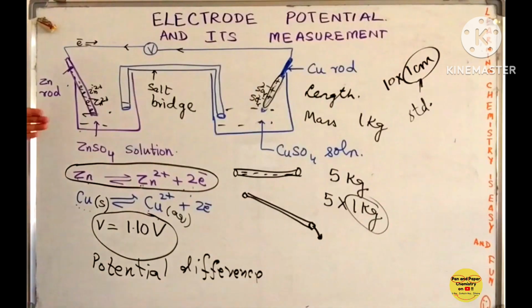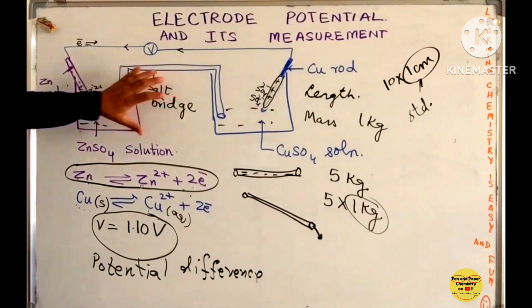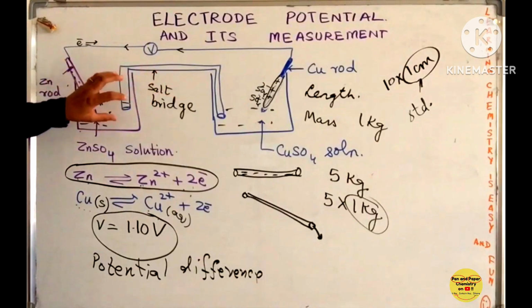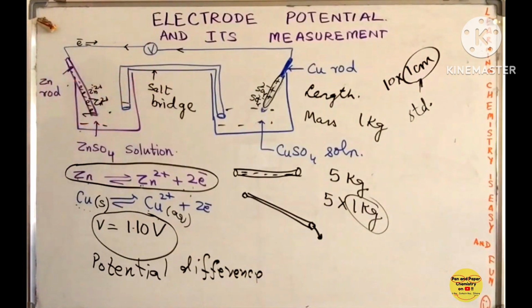So I need to use some standard over here in order to measure the potential of each of the electrodes or each of the half cell. How do we do that? For that we have certain electrodes which are considered as standard electrodes. So let's study about those standard electrodes.